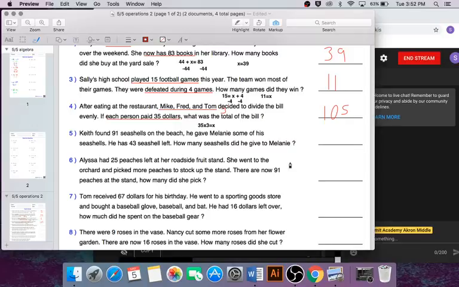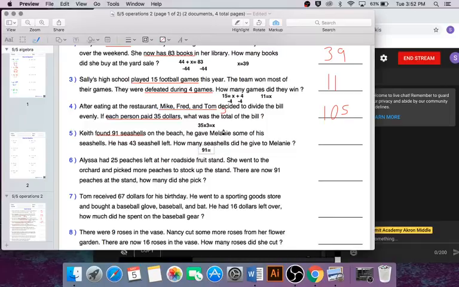Okay, so number 5. Keith found 91 seashells on the beach. He gave Melanie some of his shells. He has 43 seashells left. How many seashells did he give Melanie? So we know the total number of seashells is 91. So our total number is 91.